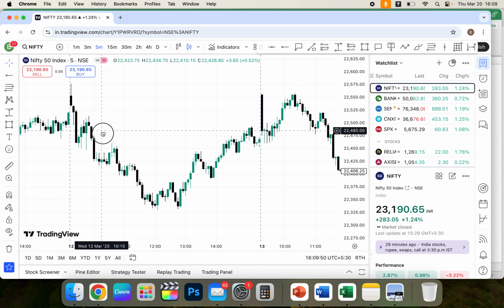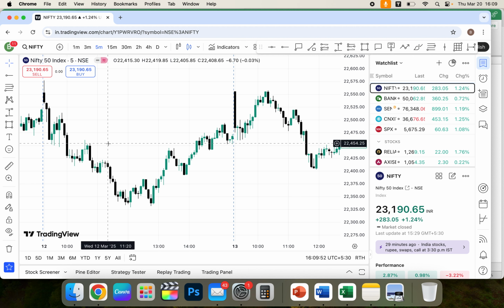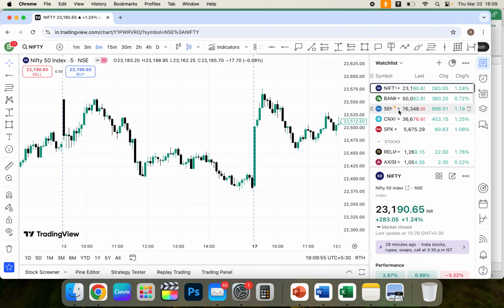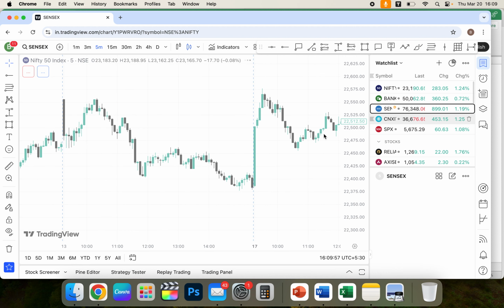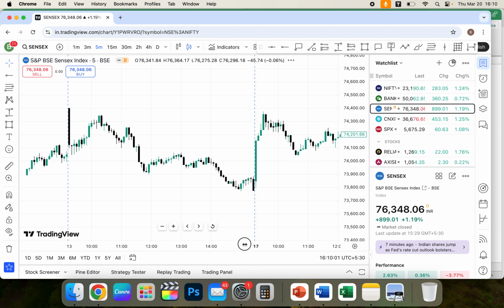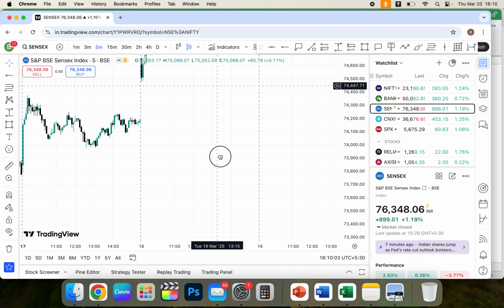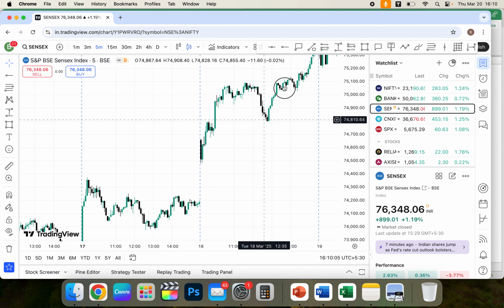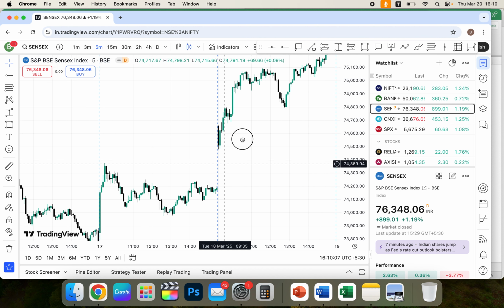Let's see the next day again. Let's see a different instrument also. Let's go to Sensex. Let's try a different day. Any day it could be. I think it's a big move. So let's see how this works in a trending market.